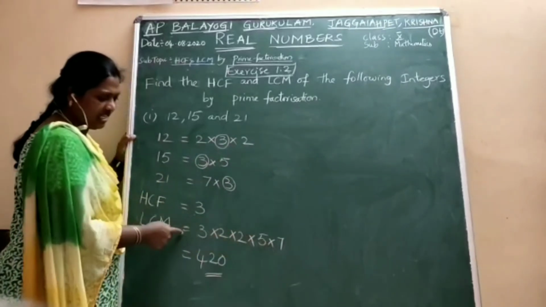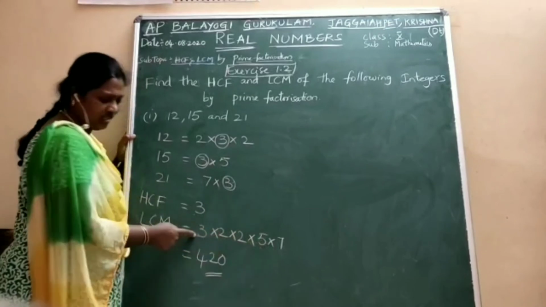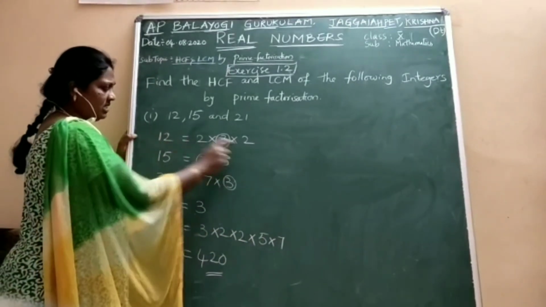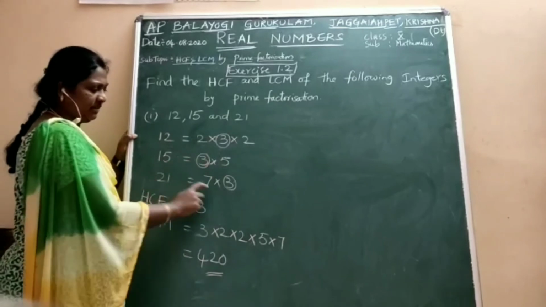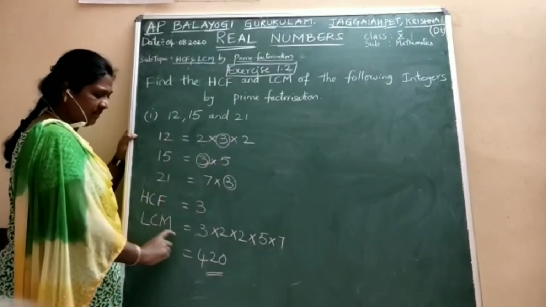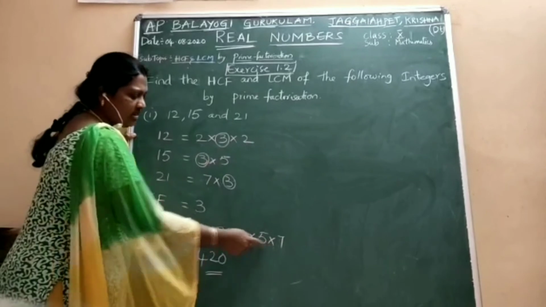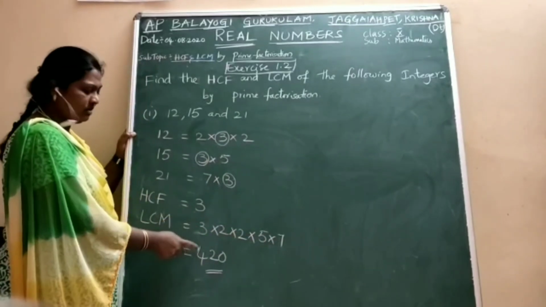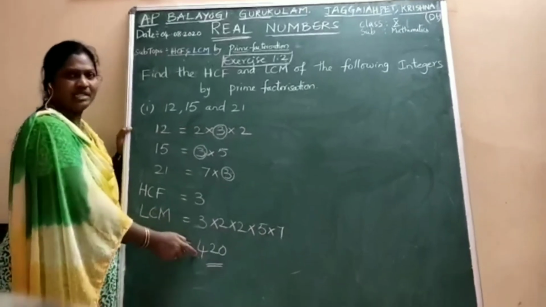So the product of all these prime factors only, no? So we wrote that 12 is in prime factors, and 15 also in prime factors, 21 also prime factors. So the LCM we got is the product of all these prime factors. So the product will be 420. So this will be the LCM.